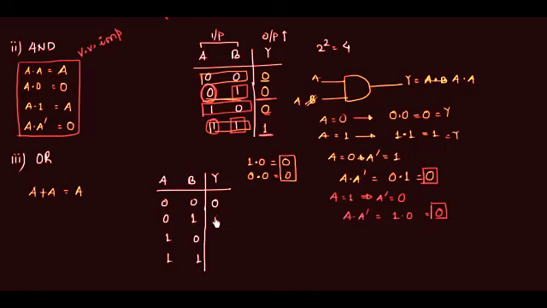Here B is high, so output is high. In this case, A is high, so output is high. And in the last case, both A and B are high, so output is going to be high. So this is the table for the OR operation, and we implement it by the OR gate. The OR gate looks like this.